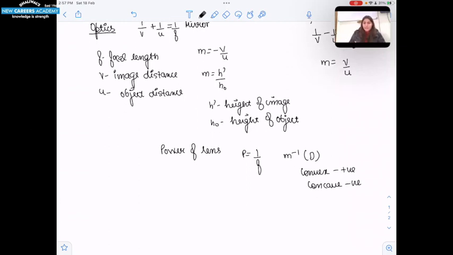Next formula for power, when two lenses are in contact with each other. When two thin lenses are in contact with each other, then their combined power is the sum of their individual powers. And their combined focal length will be 1 by F1 plus 1 by F2.